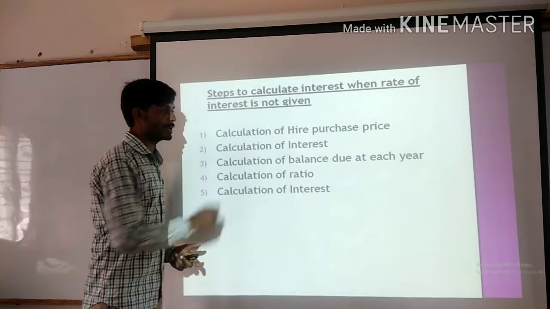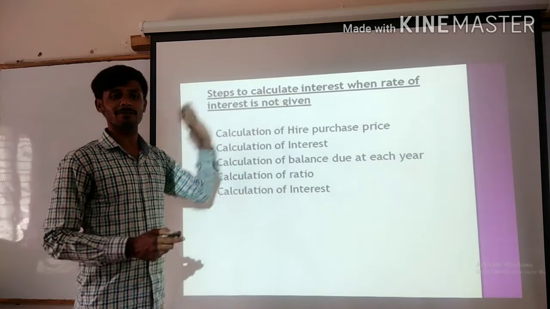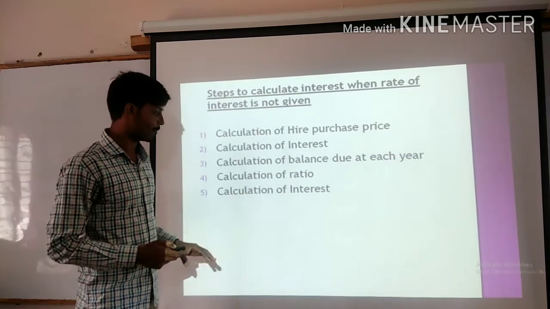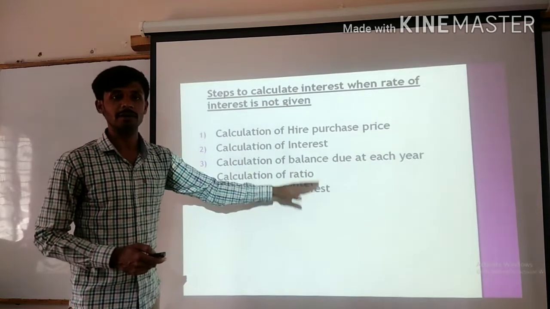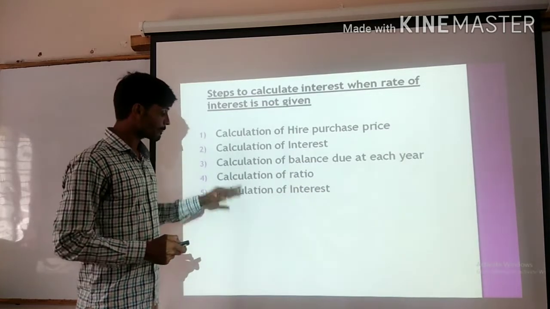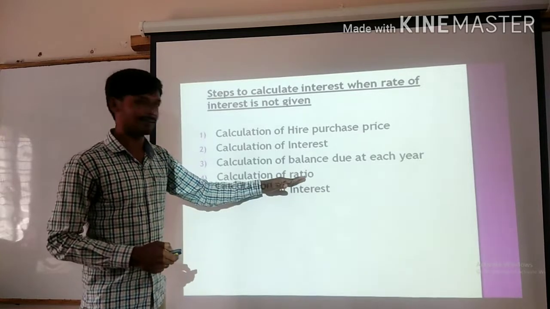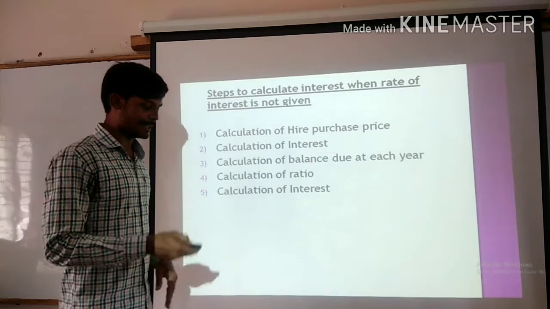Next one, calculation of balance due at the end of every year. We just need to find that out, that is the third step. Fourth one, calculation of ratios. For the balance due, we just need to calculate the ratios. Next step, we have calculation of interest based on the ratios. Okay, let us solve this problem.